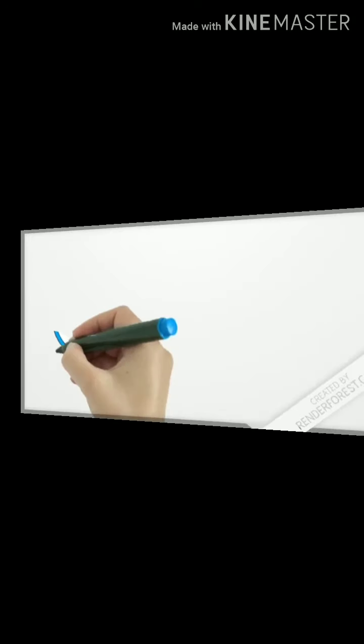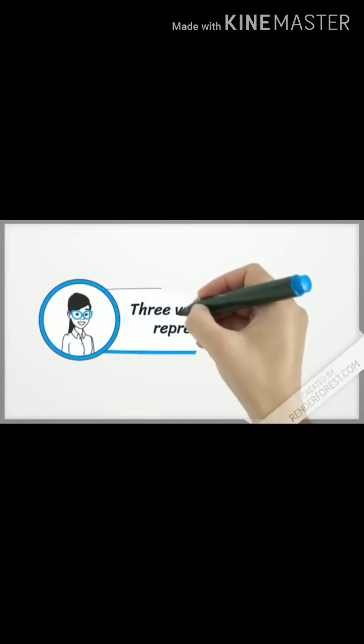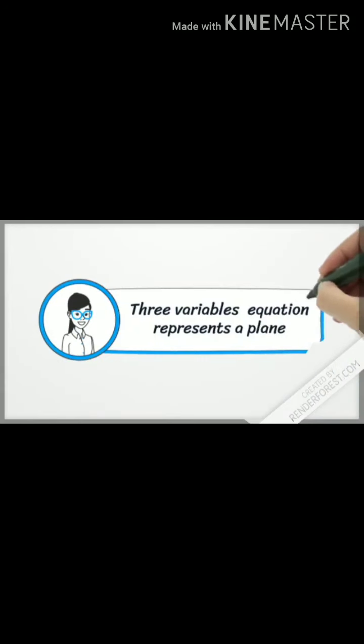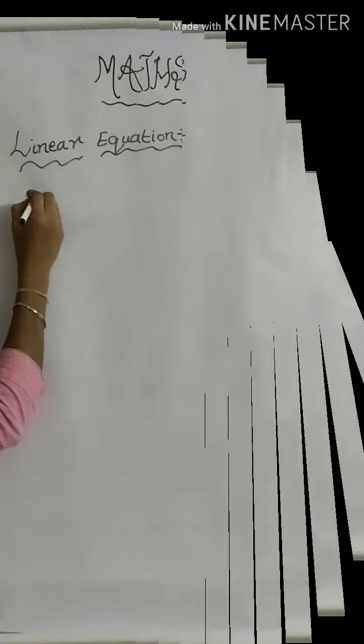In the same way, a first degree equation containing three variables such as x, y and z can be called a linear equation with three variables. Usually, these linear equations are represented by a straight line and a plane. If it is a two variable equation, it can be represented by a straight line. If the equation contains three variables, then it can be represented by a plane.